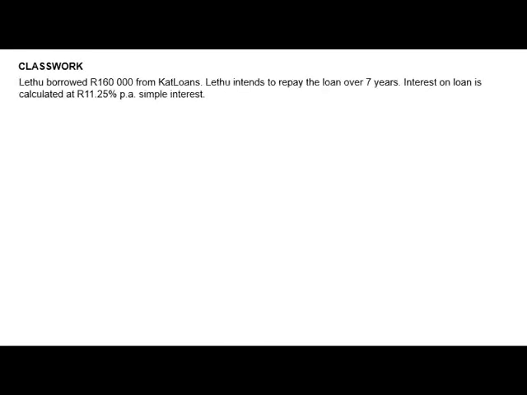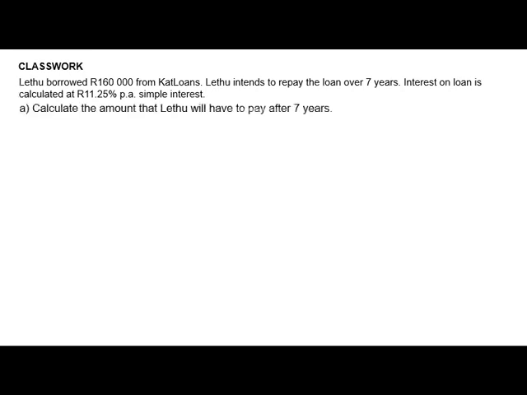Today I am going to mark this activity. I think I gave it to you as a classwork in the previous video. It was about Letu. Letu borrowed 160,000 from Cat Loans. Letu intends to repay the loan over 7 years. Interest on the loan is calculated at 11.25% per annum, simple interest.